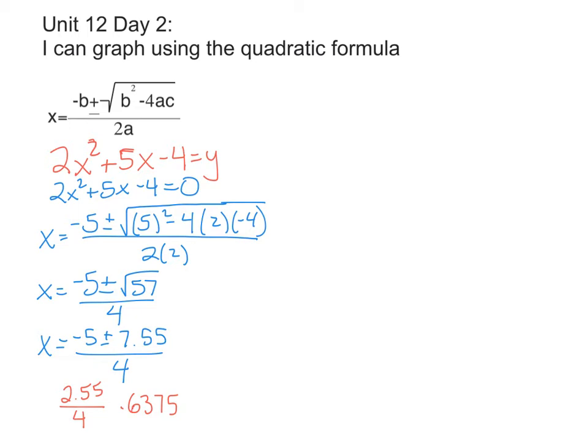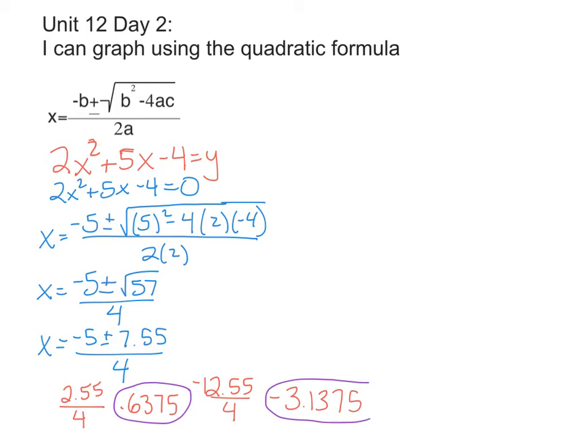Okay, if we do negative 5 minus 7.55, that's about negative 12.55 over 4, which is negative 3.1375 or thereabouts. Okay, so those are our two values that we're looking at. So we've got 1x here, 1x here. We're going to do the same thing we did in class today, except with our table.